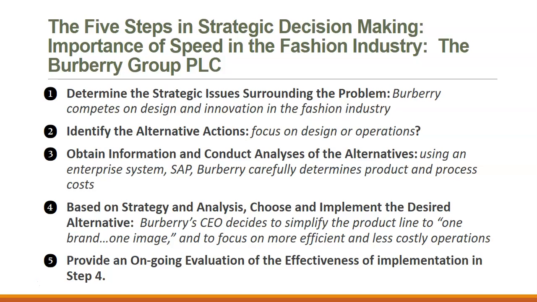And then the 5th step, remember, is to provide an ongoing evaluation of the effectiveness and implementation in step 4. So does reducing their product line by 1/3 and focusing on a more streamlined product line process help them continue their competitive edge in design and innovation? Is that helping to streamline their processes through the operations? And has it been effective in making the change that they're going to do? If not, then they would go back to obtaining information and looking at alternative actions and start the process over.